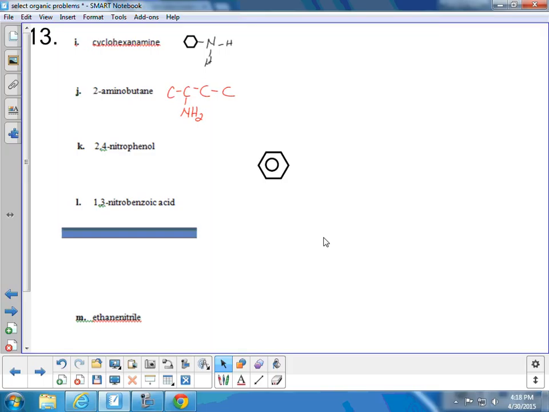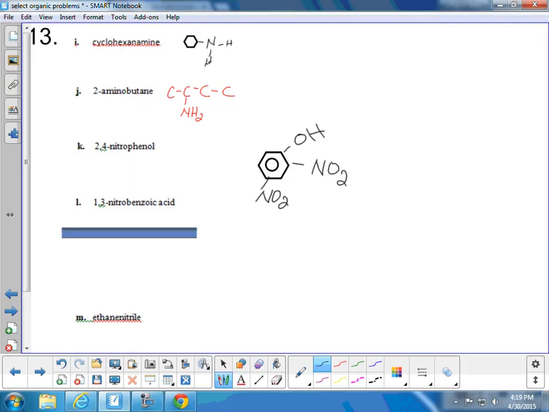So we're going to put in our alcohol, and then on carbons 2 and 4 we have nitro. So NO2 and then NO2. So that is 2,4-nitrophenol.